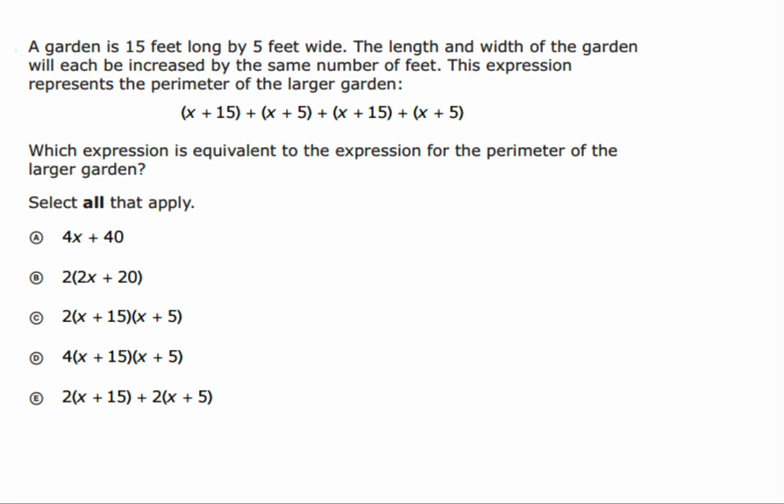All right, let's take a look at this next one. A garden is 15 feet long by 5 feet wide. The length and width of the garden will each be increased by the same number of feet. This expression represents the perimeter of the larger garden: x plus 15 plus x plus 5 plus x plus 15 plus x plus 5. Which expression is equivalent to the expression for the perimeter of the larger garden? Select all that apply. Go ahead and pause the video. Put down what you think.